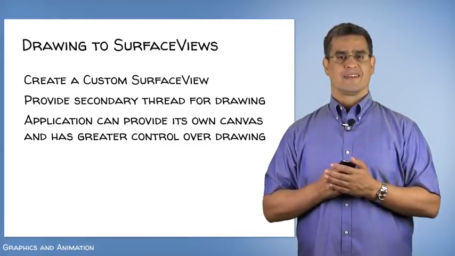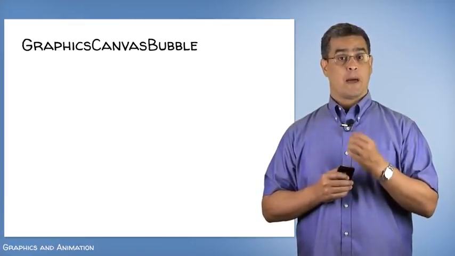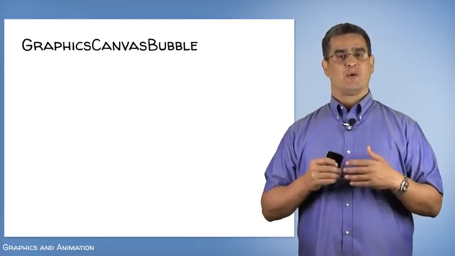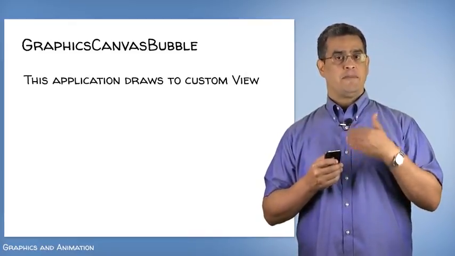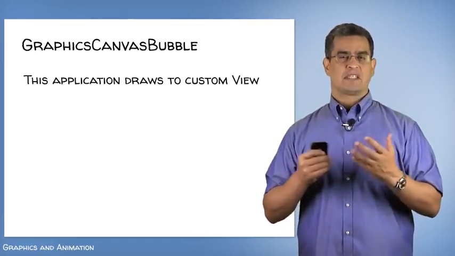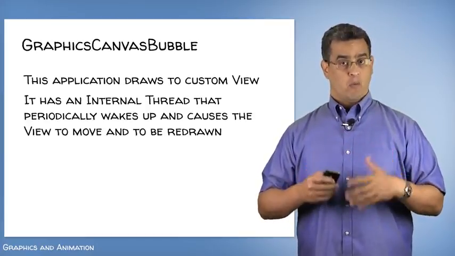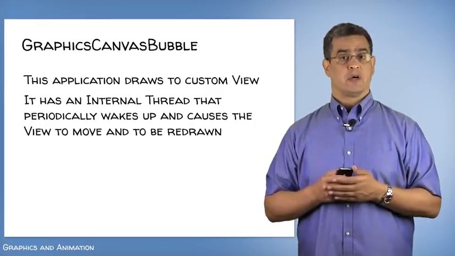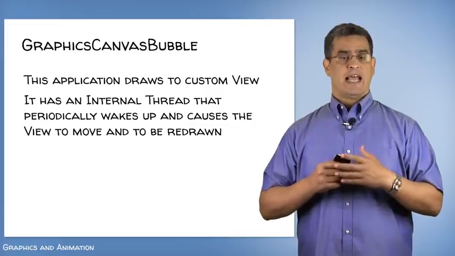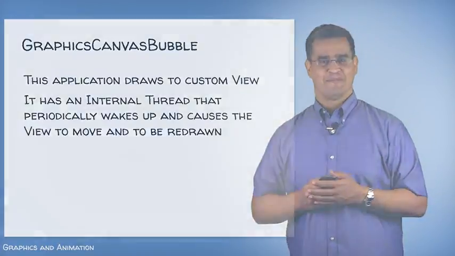This next example application is called Graphics Canvas Bubble. And the idea behind this application is that it will draw a view and then update that view, but the updates are somewhat infrequent, about every second or so. So this application has an internal thread that wakes up once every second or so and moves the view and then uses a canvas as it redraws the view in its new location. Let's see that in action.